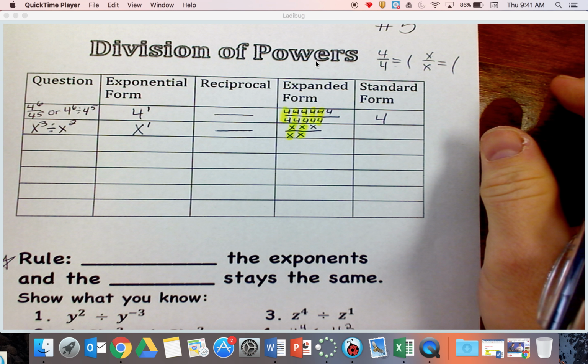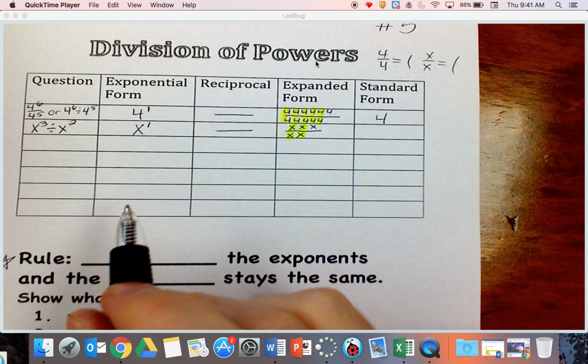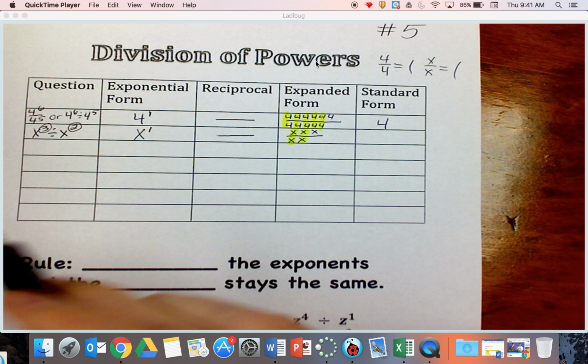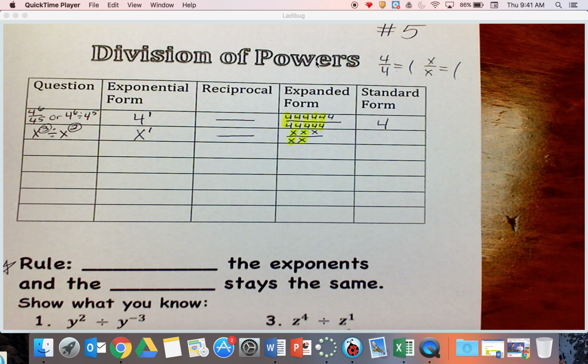Same as what I got for the top part, but this was 4 to the 1st power. But what did I do with my exponents, the 3 and the 2, to get the 1? Think about it one more time. What do you think I did?